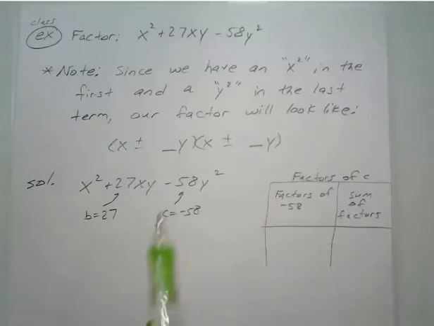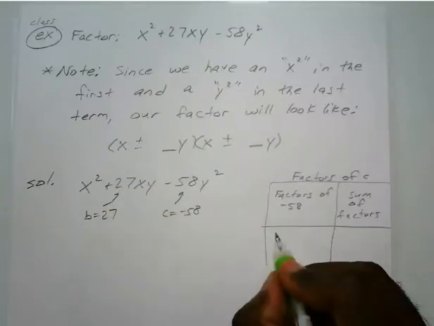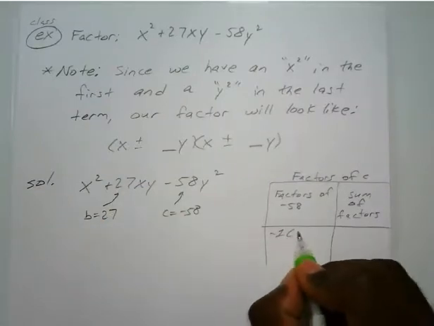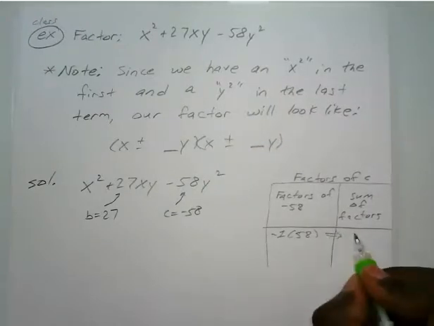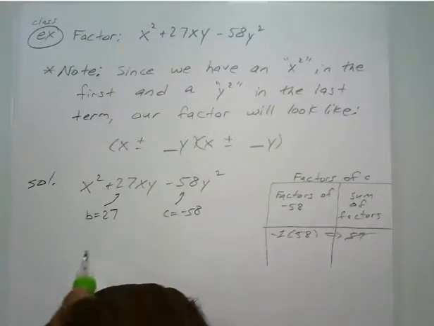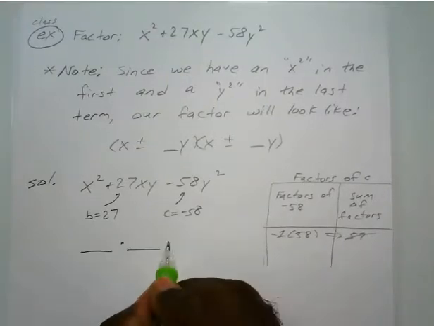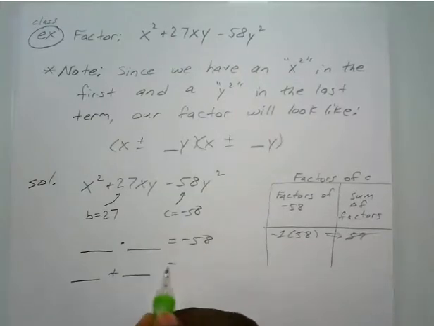Okay, so we can try negative 58 and 1 and 1 and negative 58. We don't have to because it's not a difference of 1, but we'll try it anyway. So negative 1 times 58. If we add those together, we get positive 57, which is not what we're looking for. Forgot to do this part. Sorry about that. Two numbers that multiplied equal negative 58, and two numbers that add equal 27.